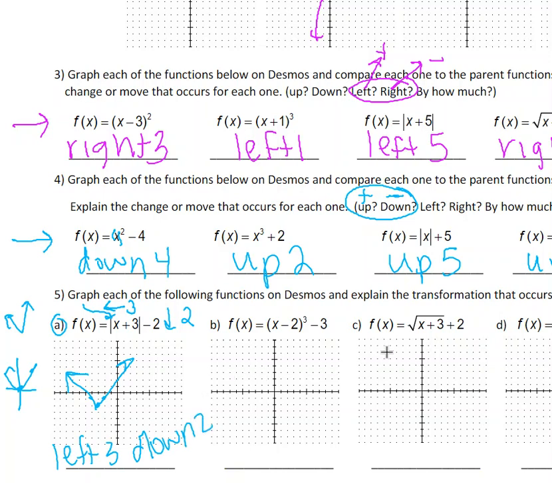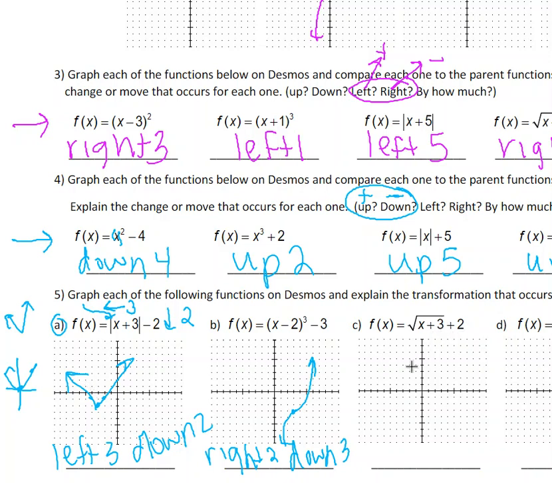Now you can do the same thing with all of these. So I'm going to do the cubic here. The number at the end is moving it down 3. The number inside is your left and right shift. If it's a subtraction, it's going right. So again, I'm moving my original point of inflection, which is at (0, 0). I'm going to go right 2 and down 3. And again, from here, you can just do your rough sketch. It doesn't have to be perfect. The only one that it's easy to make perfect is the one that we did on the left.